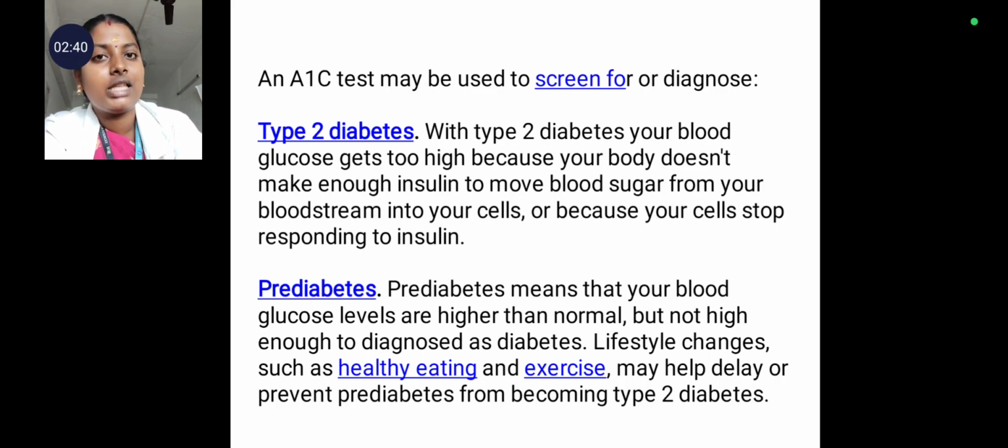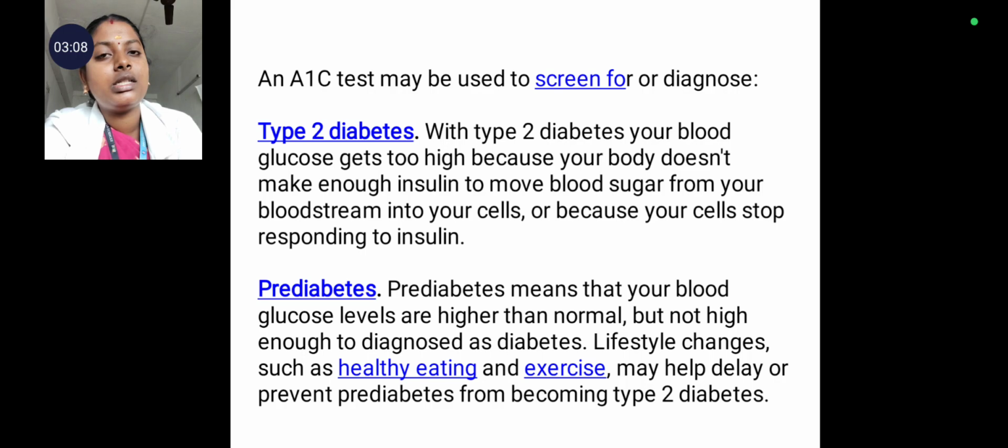The HbA1c test is also required for pre-diabetes. Pre-diabetes means that your blood glucose level is higher than normal, but not high enough as with diabetic patients. Here only lifestyle changes, such as healthy eating, a balanced diet, nutritious food and exercise, may help delay or prevent pre-diabetes from becoming type 2 diabetes.